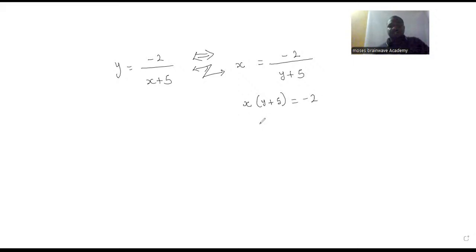And here I can have xy plus 5x is equal to minus 2, which I can take, whatever, I can take minus 2 minus 5x, right? I can take it to that side. I'm going to have y is equal to, what can I get again? Minus 2 minus 5x upon x, right?